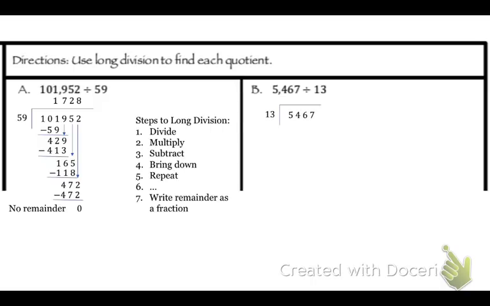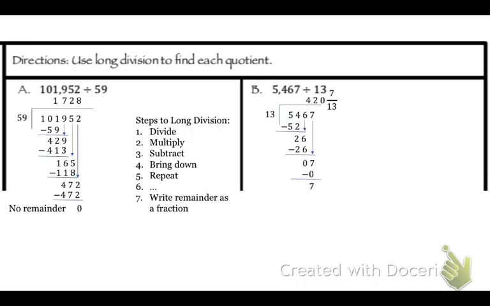So how many times does 13 go into 54? 4 times. 4 times 13 is 52. Subtract, get 2, bring down the 6. How many times does 13 go into 26? Twice. 2 times 13 is 26. Subtract, 0, bring down the 7. How many times does 13 go into 7? No times. 0 times 13 is 0. We're left with 7 and nothing left to bring down, so we're just going to write that as a fraction. So it's 420 and 7/13.